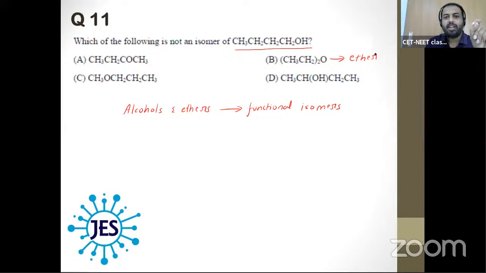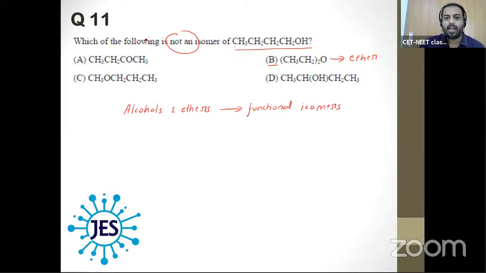Okay, how many carbon atoms in the reactant or in the question? 1, 2, 3, 4. 4 carbons. Let's see whether there are 4 carbon atoms in option B. 1, 2, 4. Yes, this is a functional isomer. Option B is a functional isomer. But here, look at the question. What are you supposed to find out? Which is not an isomer.